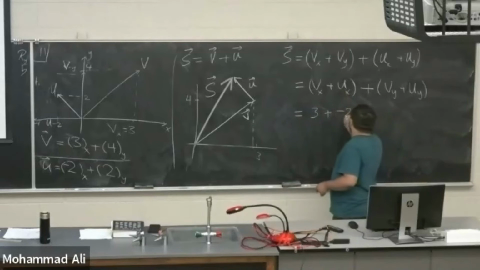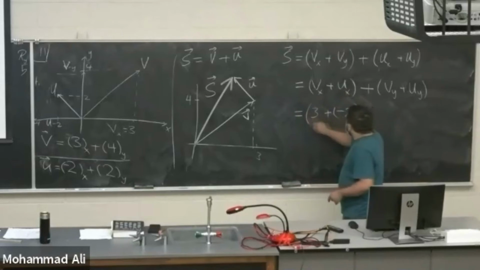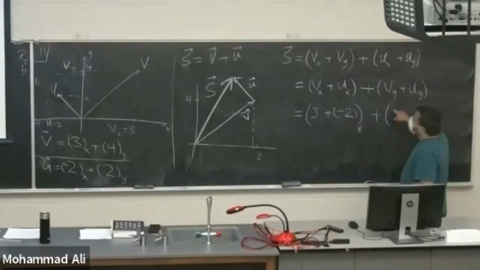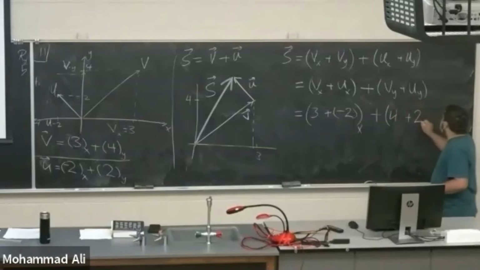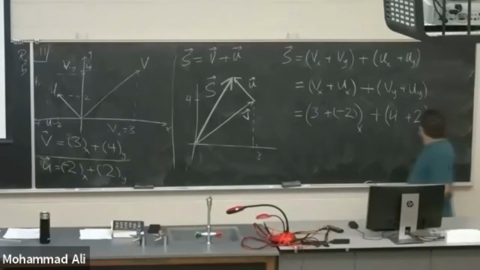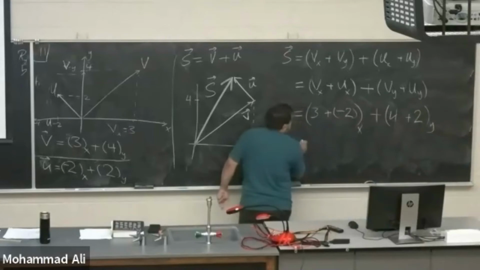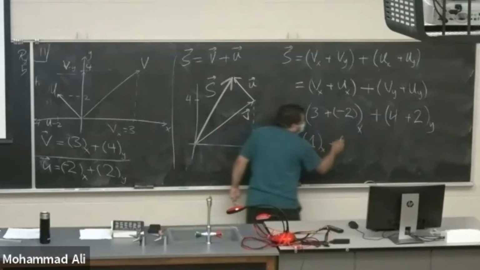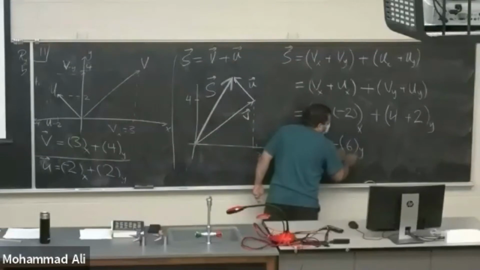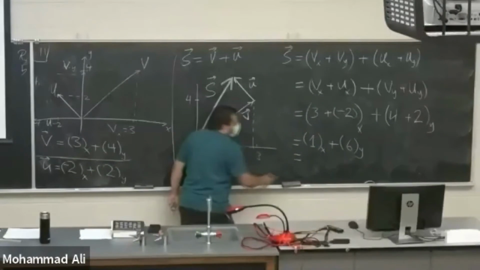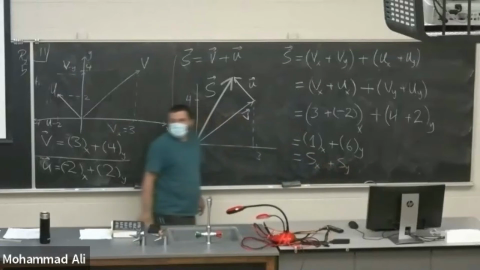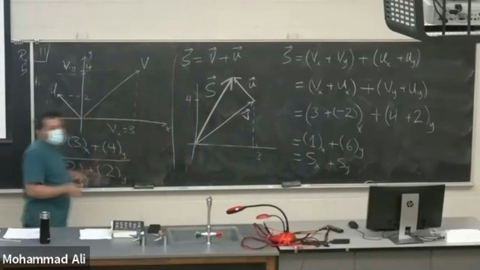Minus 2, yes, right. This is in x direction. Plus Vy, it is 4. Plus Uy, it is 2. In y direction. So this will be equal to 1 in x direction plus 6 in y direction. This is simply Sx plus Sy. Just like that.